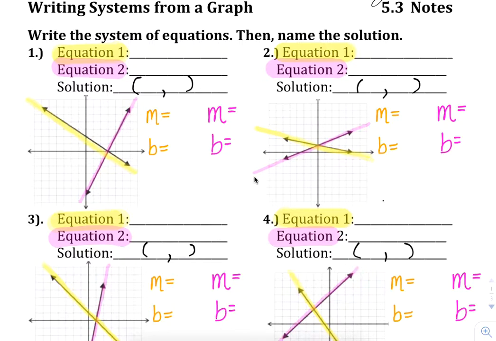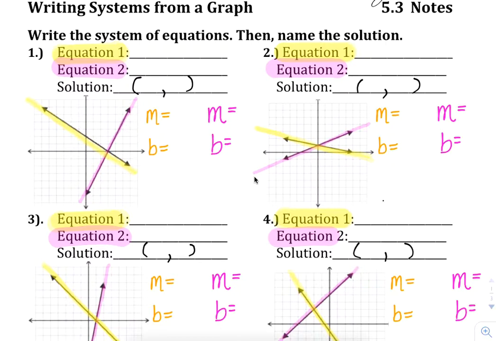What I'm going to ask you to do is, if you have any highlighters or colored pencils, I think that doing that is going to help you use these graphs in the best possible way to get your answers. I think it's going to be easier for you to tell the equations apart and the M's and B's apart if you are using some sort of highlighter or colors.